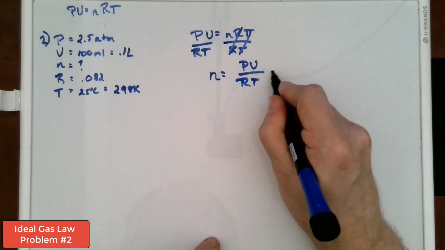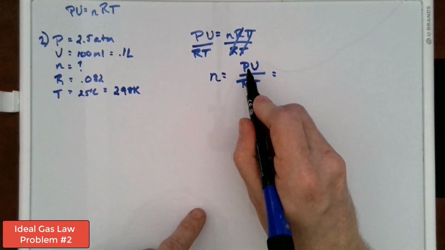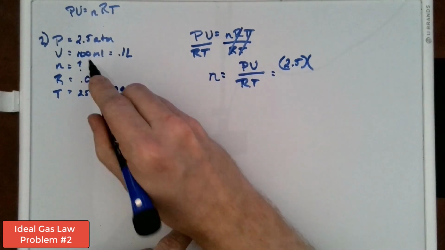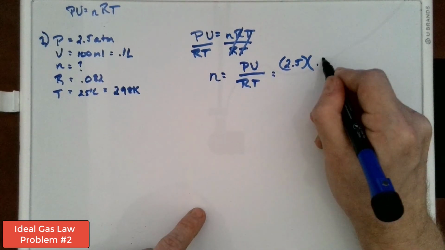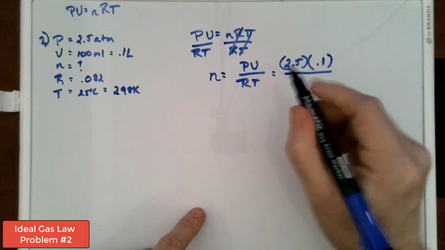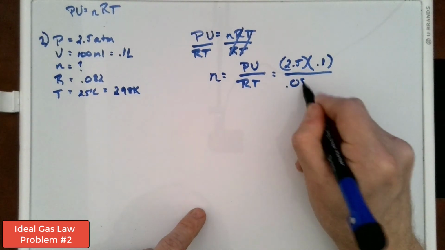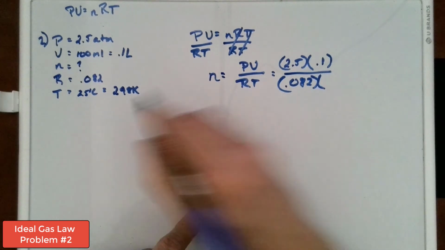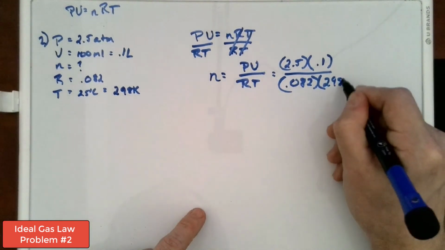Now let's plug in some variables. Here, my pressure is 2.5 atmospheres. My volume in liters is 0.1. My R value, because it's atmospheres, is 0.082. And my temperature in Kelvin is 298.